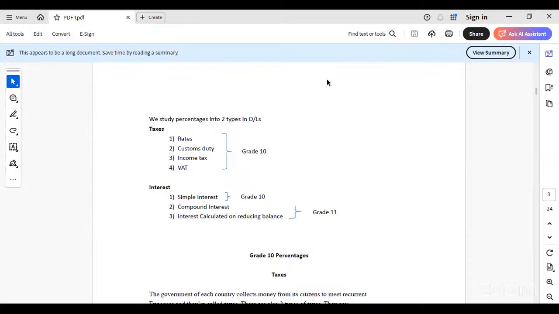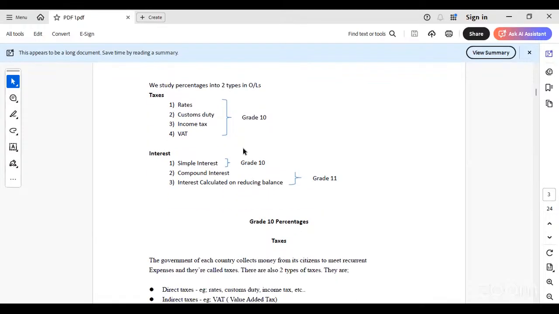It says we study percentages in two types in O levels. They are taxes and interest. Under taxes, you have 4 types. One is rates, then customs duty, then income tax and VAT, which we will be learning in grade 10, right? And then interest. We have 3 types of interest that we are going to learn. The first one is simple interest, which will be learned in grade 10. Then we have 2 more interests, which are compound interest and interest calculated on the reducing balance, which we will be learning in grade 11 parts. We will be learning all of these within this seminar.